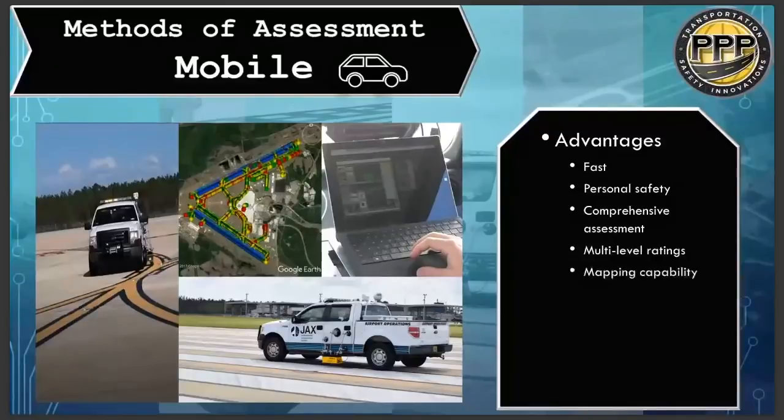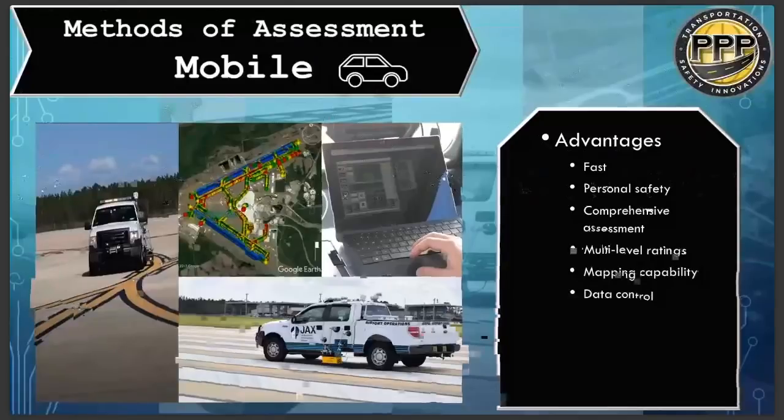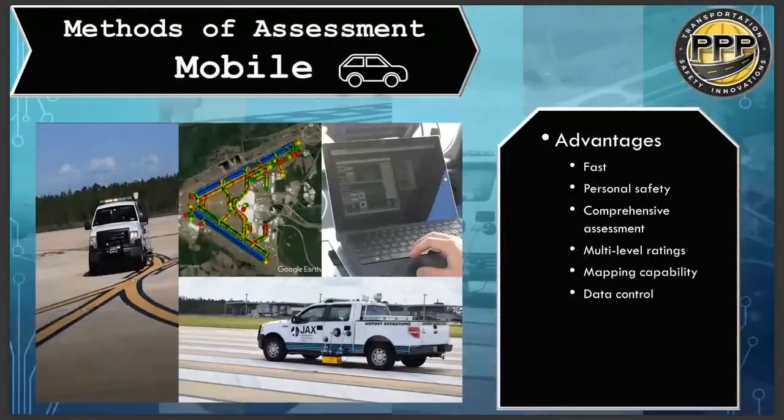Mapping capability, like the handheld. You drop it right into Google Maps, and as you see there in the center image, you're able to see what your airfield looks like. Data control, as you can see in the top right image, there's a lot of data that you can work with. A lot of it is taken automatically, but some of it, as we'll talk about in a moment, you're able to manually enter as you're doing the assessment. Disadvantages. Lateral markings.